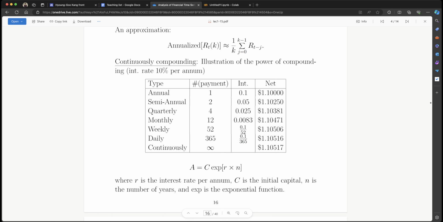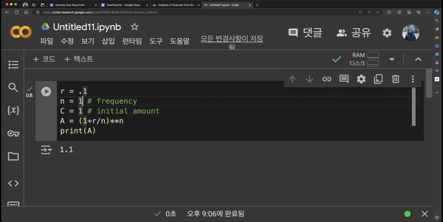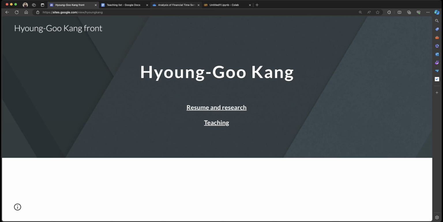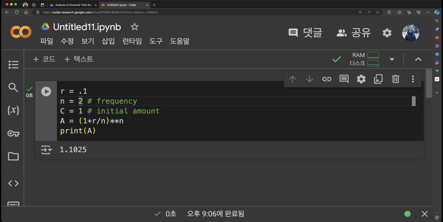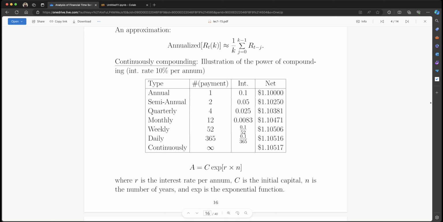Okay, how about we do semi-annual? If we do 2 times, then we keep N over here, and this one is 1.1025. Okay, let me close this one. Yeah, exactly the same. Let's say 4. Okay, then it is 3 months, quarterly compounding. Yeah, we have this amount, quarterly compounding, the same, right?